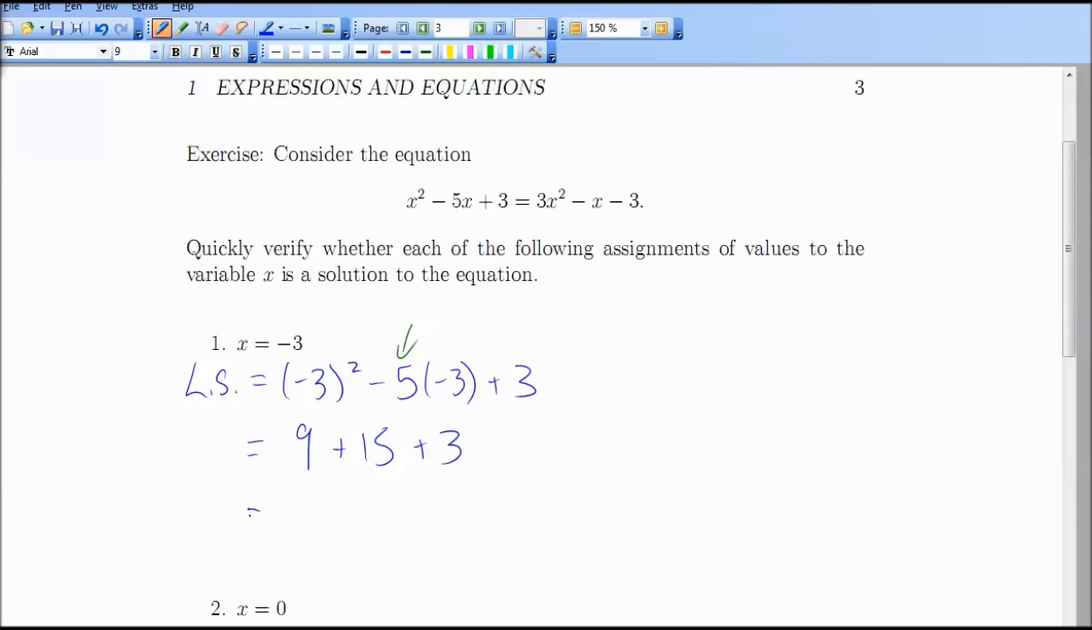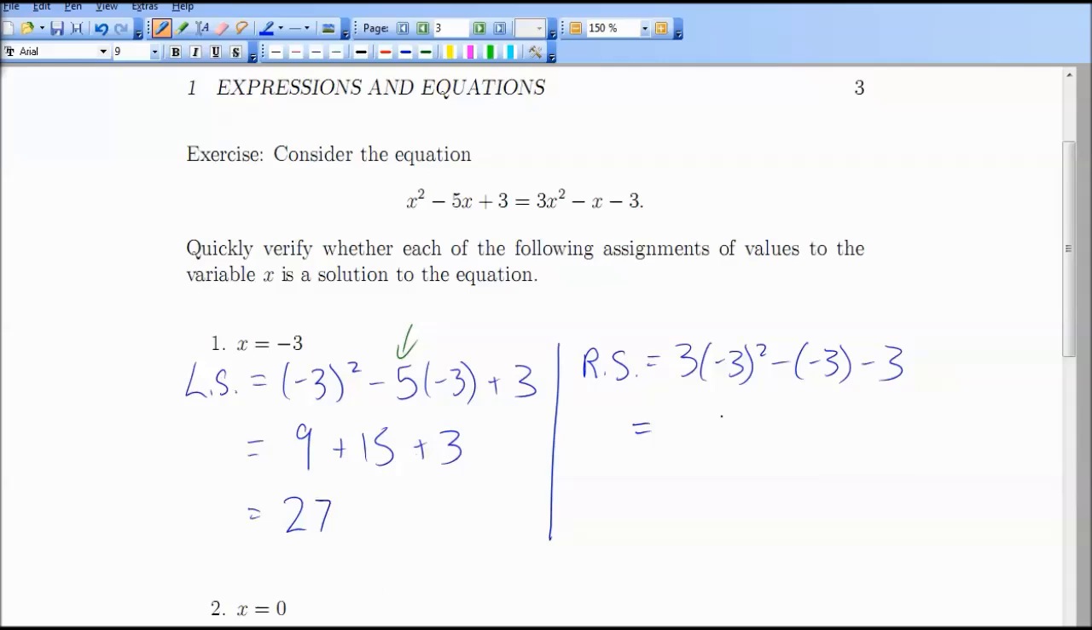plus 3 is 27. So when we plug x equals negative 3 into the left-hand side of our equation, we get 27. Now let's see what we get when we plug x equals negative 3 into the right-hand side of the equation. We'll get 3 times negative 3 squared minus negative 3 minus 3.